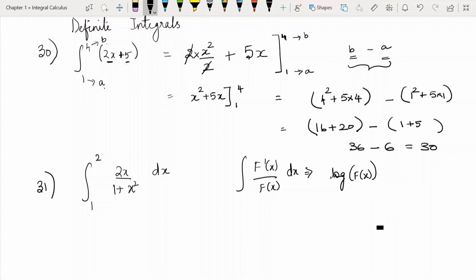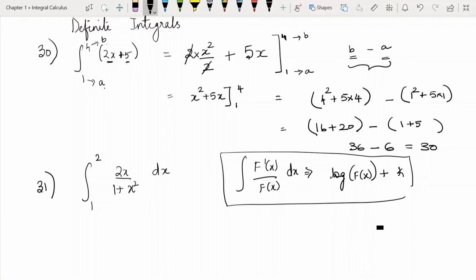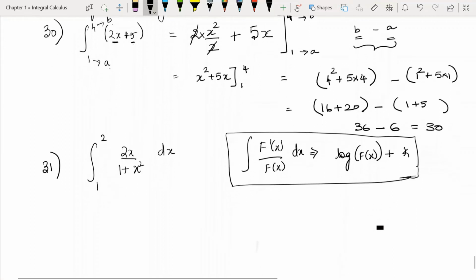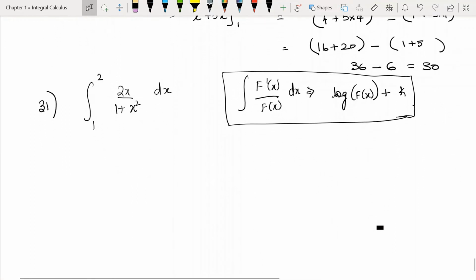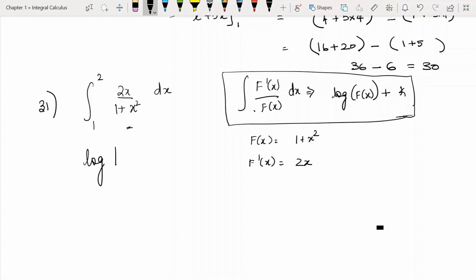Please write down this formula with red ink in your notebooks, because this formula is very important. We have done problems on this formula in earlier lectures also. You can go back and refer to that. Now, in this case, our f of x is 1 plus x square. Our f dash of x, the differentiation of this, is 2x. So this exactly matches the formula. So our answer is log of mod of 1 plus x square. Close the mod.